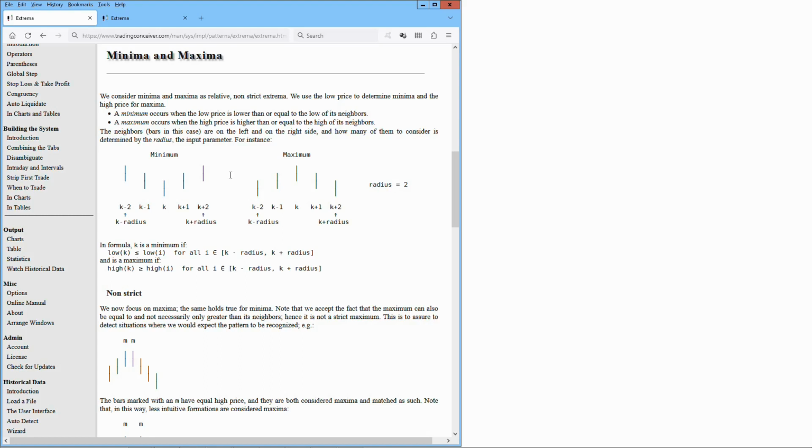For instance, this is a minimum with radius 2. It means we consider the two bars on the left and the two bars on the right and look at the low price. As the low price is less than the other bars under consideration, the K-bar is a minimum. The same holds for the maximum with radius 2. We consider the two bars on the left and the two bars on the right and look at the high price. As the high price is greater than the other bars under consideration, the K-bar is a maximum.